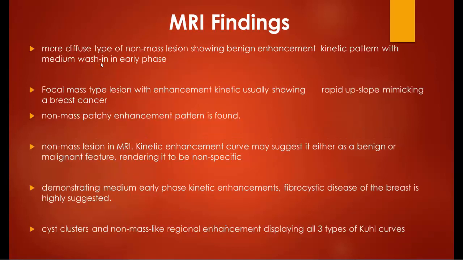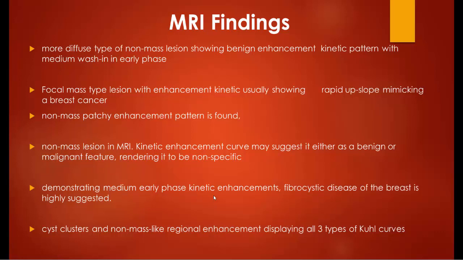MR findings: a more diffuse type of non-mass lesion showing benign enhancement kinetic pattern with medium wash-in in early phase. Focal mass-type lesion with enhancement kinetic usually shows a rapid upslope, mimicking a breast cancer. Non-mass patchy enhancement pattern is found. Non-mass in MRI, the kinetic enhancement curve may suggest either benign or malignant features, rendering it non-specific.